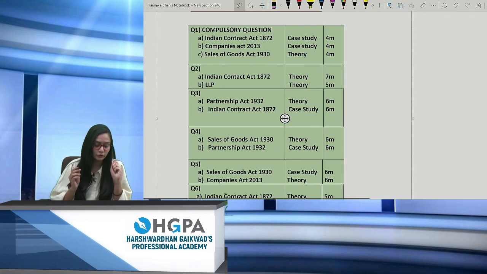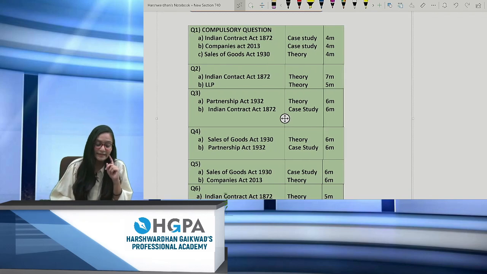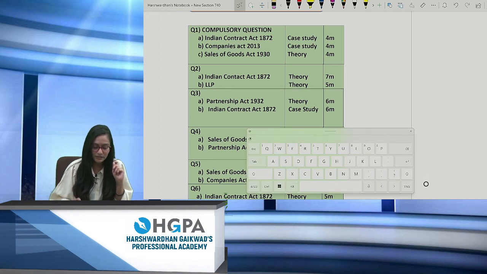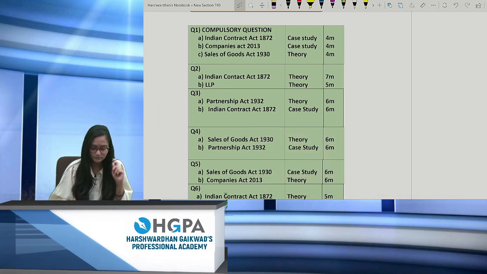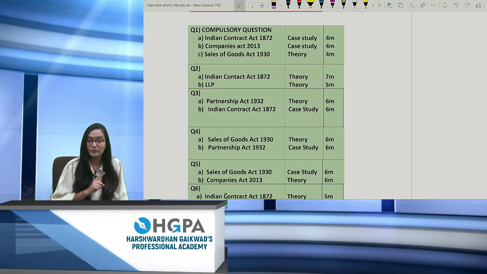So your law paper basically comprises 6 questions. Now, in the first question, which is a compulsory question, the A part is of the Indian Contract Act. The A part question is always a case study question, which comes for 4 marks. The B question is about the Companies Act, which is again a case study question. The C question, from the Sale of Goods Act, is a theory question for 4 marks.